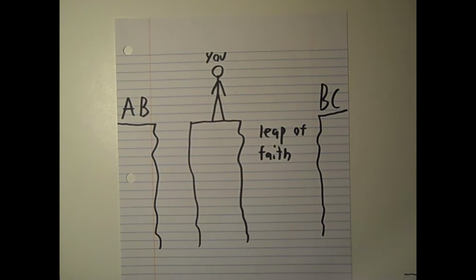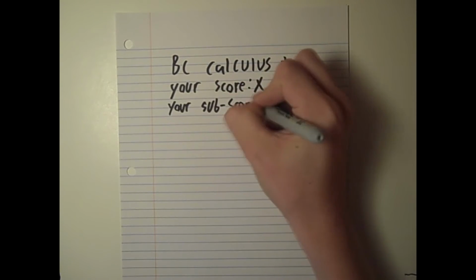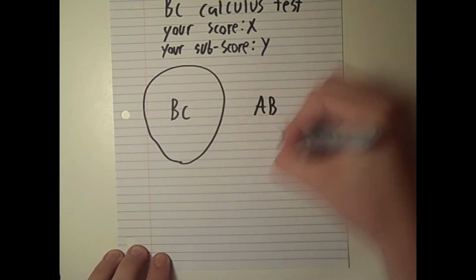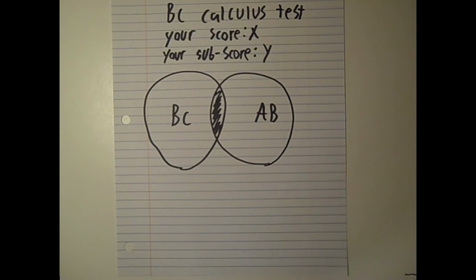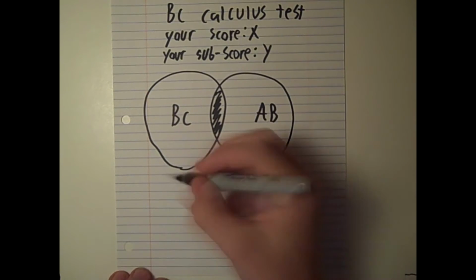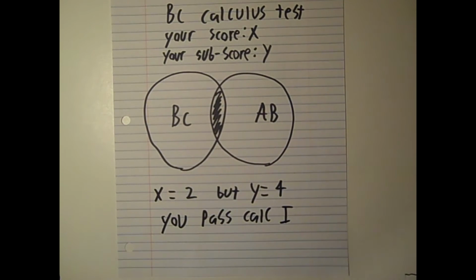You don't actually have to worry about that, because on the BC test, you'll also get something called an AB subscore. Basically, about half of the questions on the BC test are pulled directly from the AB test. The subscore is basically a guess at how you would have scored on the AP test if you had taken it instead. So you could fail the BC test, but still get a passing score with your AB subscore and get out of Calculus 1.